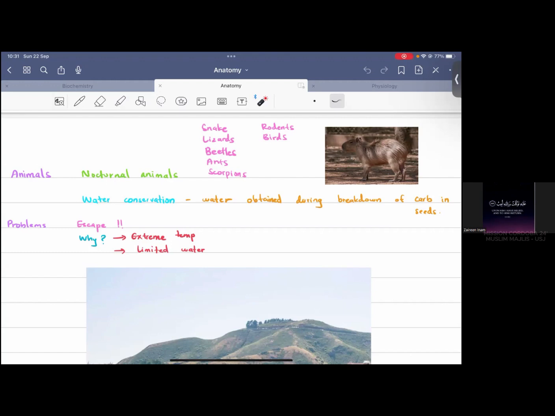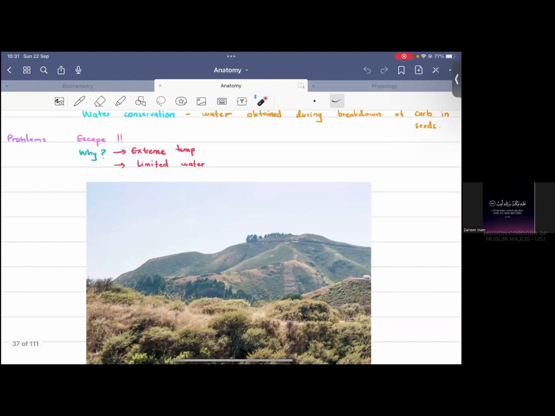Why? Because of extreme temperature and limited water, we are not able to reach there and build urban development, those things. Agriculture is not possible there, so the desert has escaped. Okay, so you don't have any problems related to deserts for now. Then they can ask, what is the reason for the escape of deserts from the challenges? It's because of the extreme temperature and limited water.